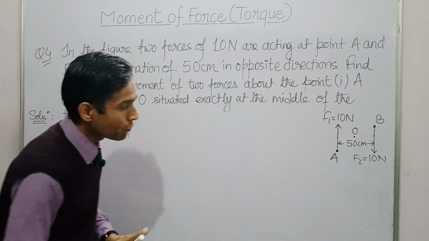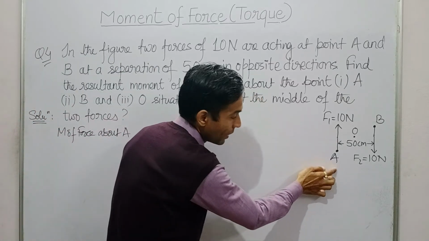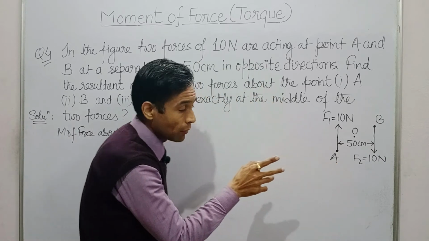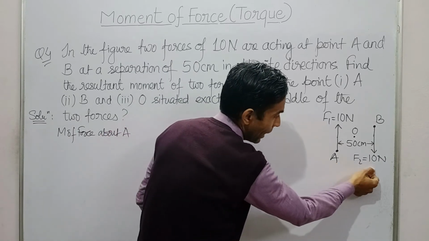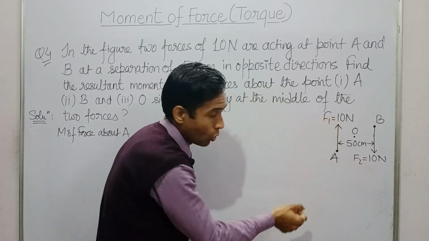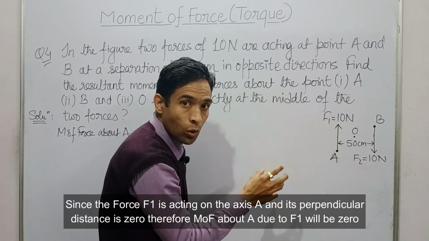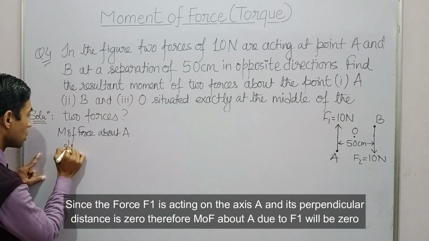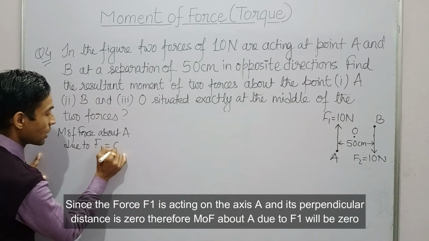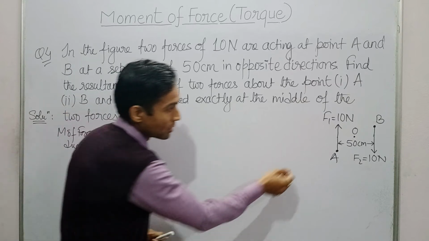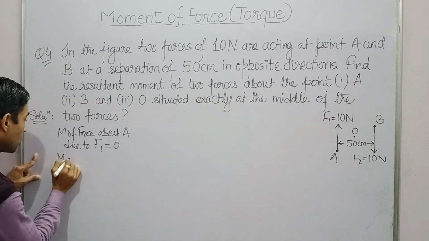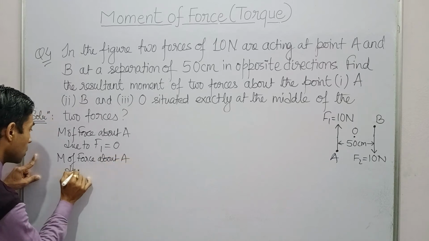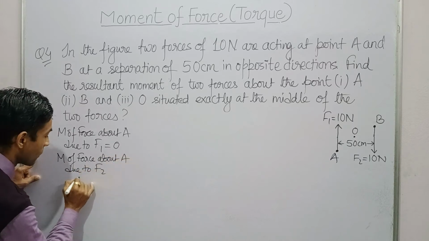Now when we have to find out the moment of force about A, here A is our axis and on this A axis two forces are acting, one is F1 and one is F2. The perpendicular distance of this F1 force is 0, therefore the turning effect or moment of force about A due to F1 will be 0 because the perpendicular distance is 0. Now moment of force about A due to F2.